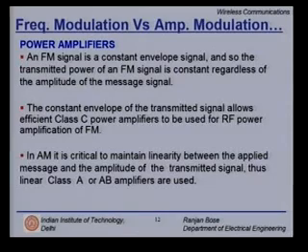In AM, it is critical to maintain linearity between the applied message and the amplitude of the transmitted signal. Thus, a linear class A or class AB amplifier must be used. Okay. So, the transmitter is slightly more complex in AM from the power amplifier perspective than FM.